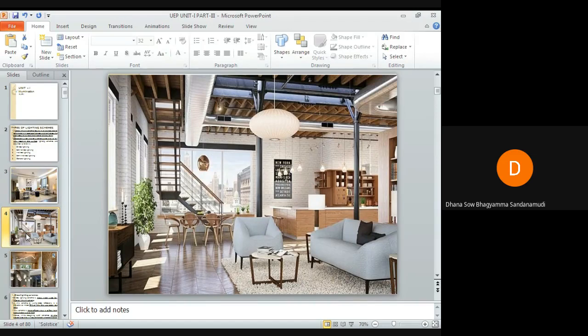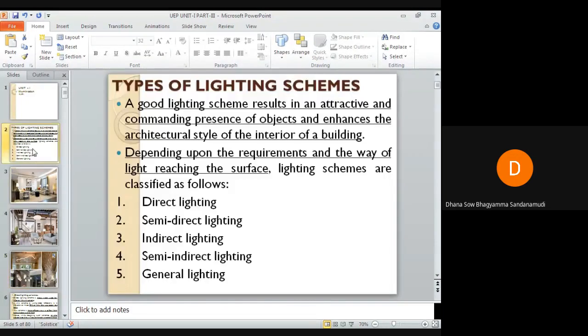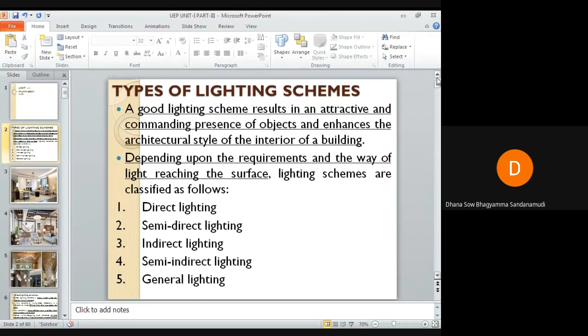It should be attractive. Here also you can see one more image. Proper illumination is there, and it is making everything very interesting to look at. These rooms are looking very interesting. Just an example I'm showing you. So let us go into the subject.